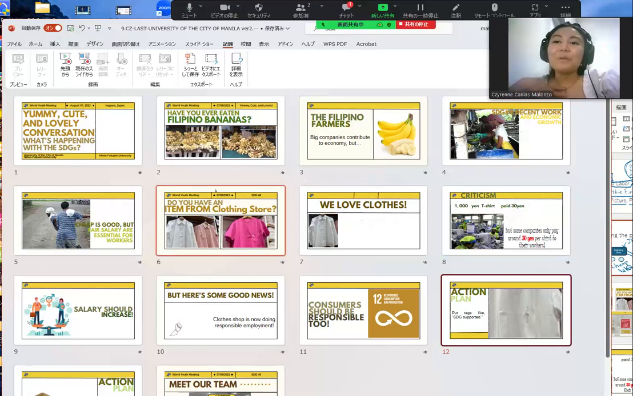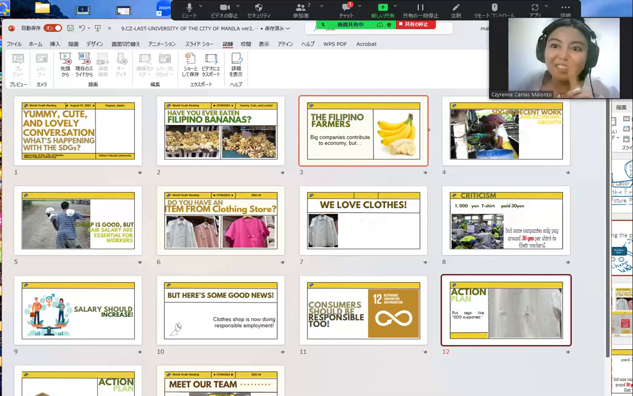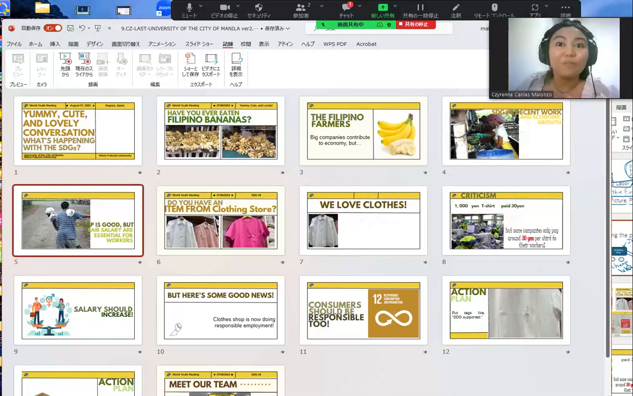In our group, our core message is to stop cheap labor. Now, the challenge is to think how to make it simple. This is how we did it. The first story is about bananas. In page 2, you will see our main picture for bananas. And then from page 3 to page 5, you will see our supporting pictures and videos.